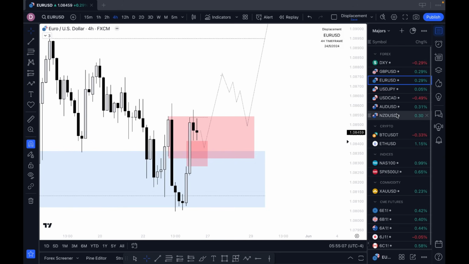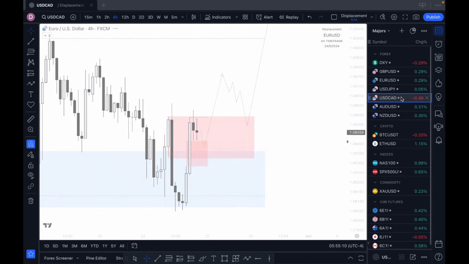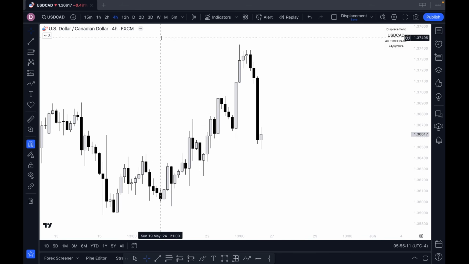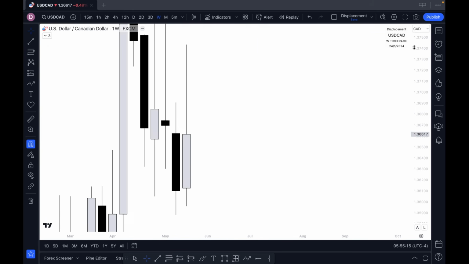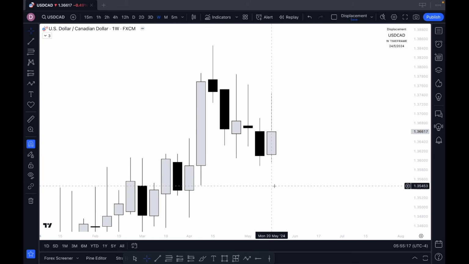Let's go to USDCAD. What do we have in USDCAD? Let's start from the weekly time frame. In the weekly time frame, we have failed to close above this candle high. If it had closed, then this would have been my order block, but it has failed to close above it. So now we can target this, as well as this.